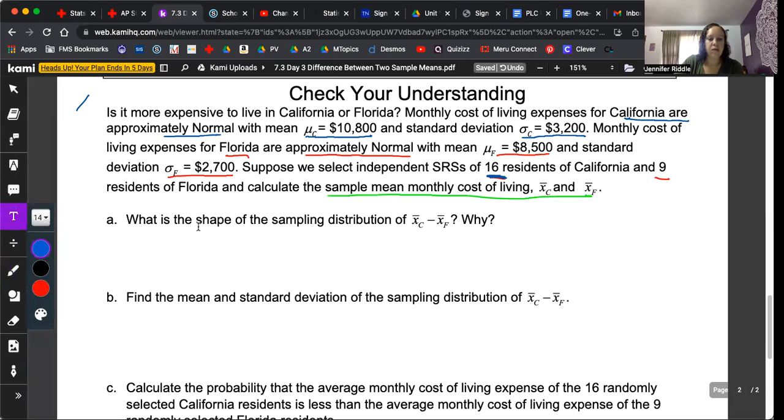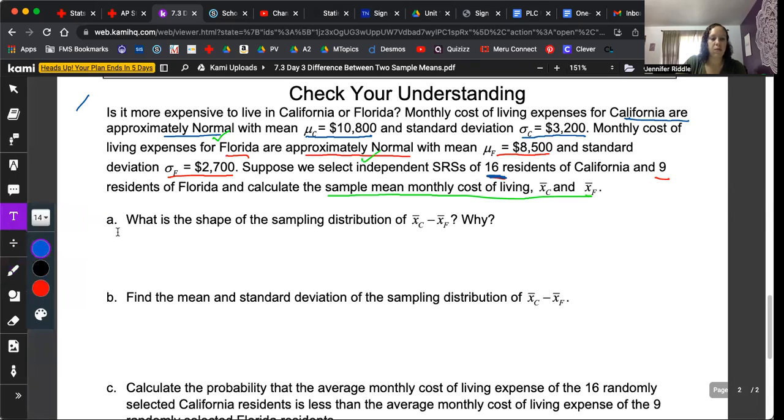Part A says, what is the shape of the sampling distribution of X bar C minus X bar F? So that is the sampling distribution for California minus the sampling distribution for Florida. And why is that? If we go back up to our information here, we can see that California was approximately normal and Florida was approximately normal.